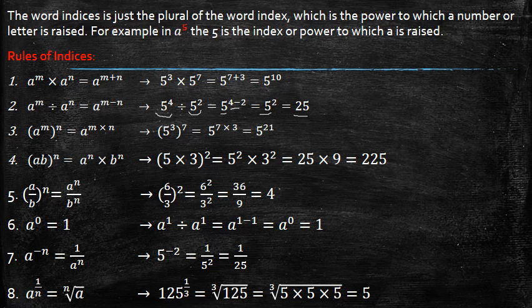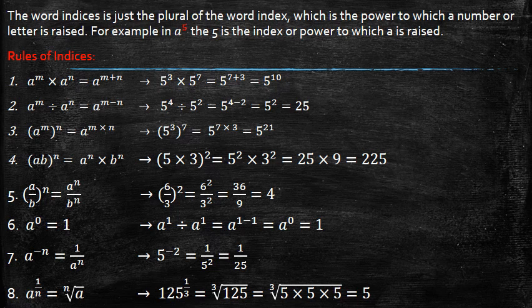In the first law, we skipped the example there. We have 5^3 multiplied by 5^7. So 5, same base, so you just add 7 plus 3, because here it is a multiplication, so we just add the indices, the index of 3 here and the index of 7 here. We add both of them together and we have 5^10.